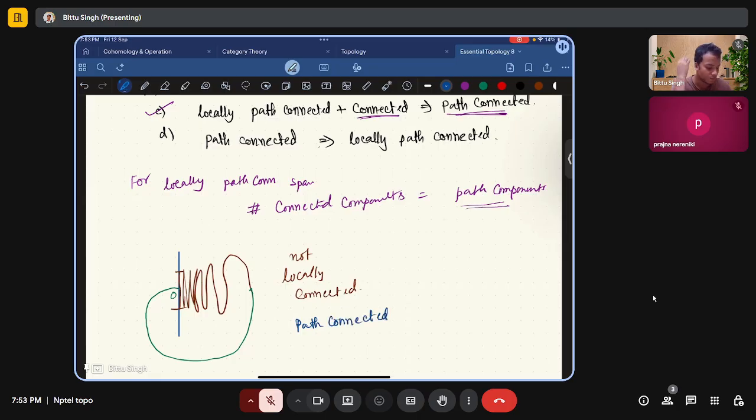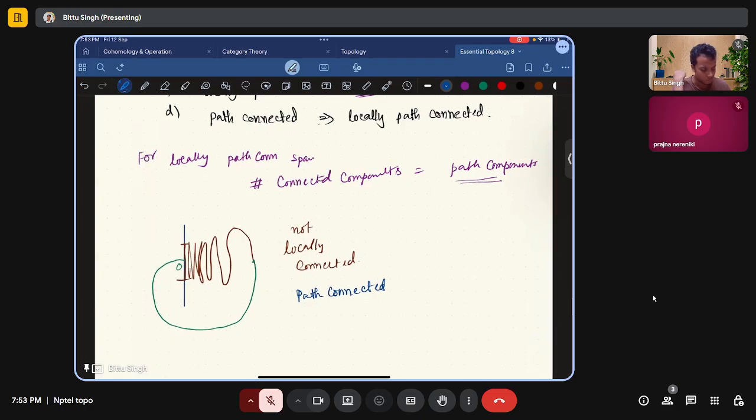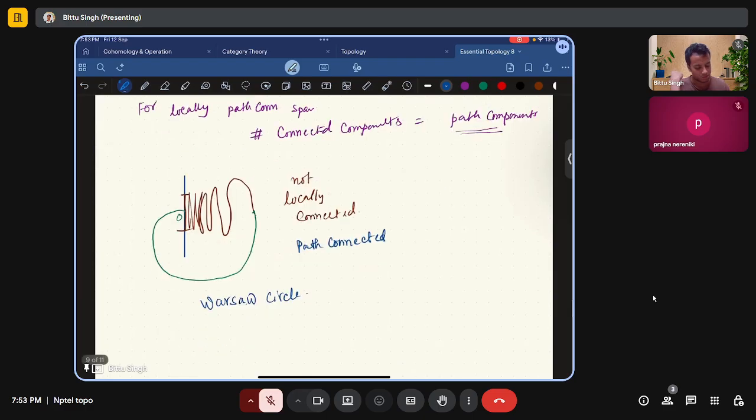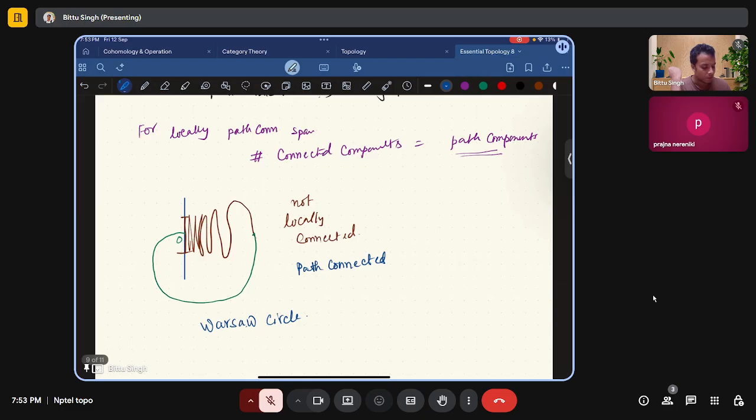So this example is the modified sine curve, or there may be some other name. Probably it is called the Warsaw circle, or there are some other names also. Topological, or just extended, you can also say extended topological sine curve. So this is path connected, but not locally connected. This is not locally connected, and since it is not locally connected, it is not locally path connected.